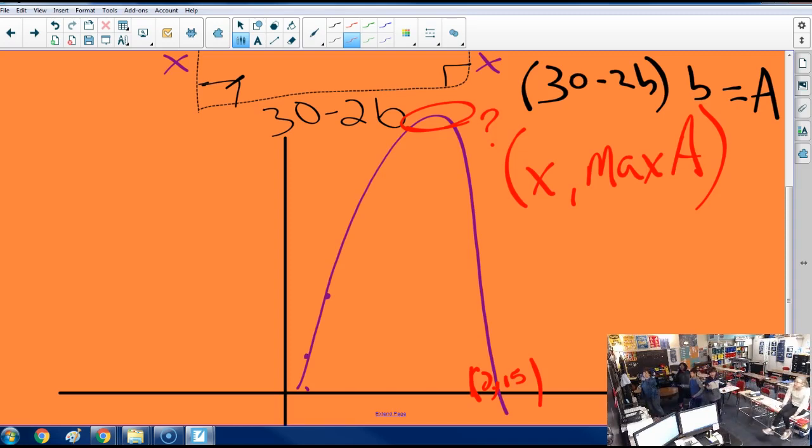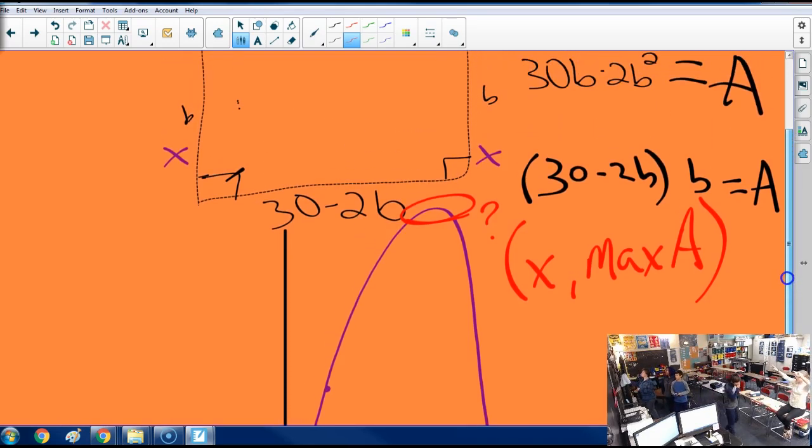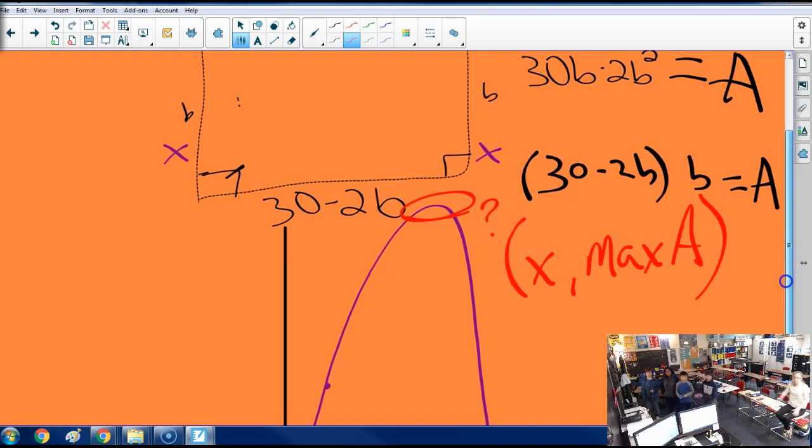15's a 0. I can prove that: 2 times 30 minus 2 times 15 is 0. What would be your other 0? How could you reason through to that? What's your x value at your other 0? It would be if it was just 30 along the wall.